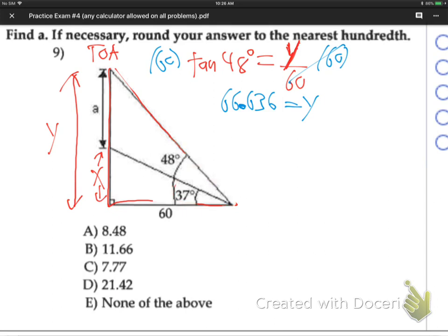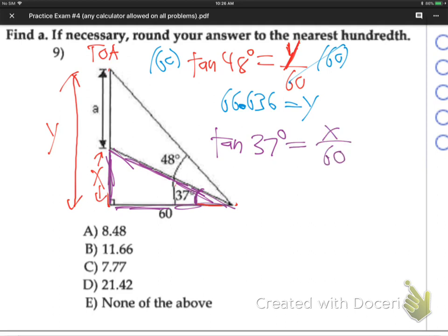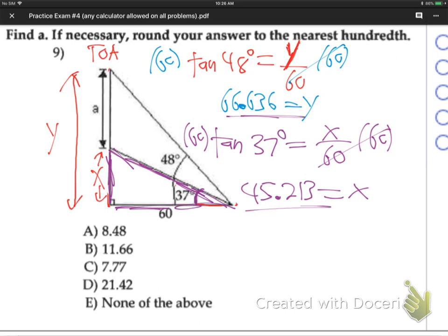So now I'm just going to hone my attention on the little triangle right here. Just the little right triangle. See how there's a big right triangle, the whole thing's a right triangle, and then there's a little right triangle, huh? I'm using that right angle twice. Tangent again, right? Tangent of 37 degrees. Now just this angle is x over 60. Now I can solve for x, huh? Multiply both sides by 60. X equals 60 tangent 37, 45.213. So I've got y, I've got x.